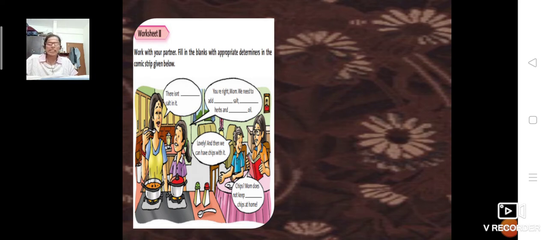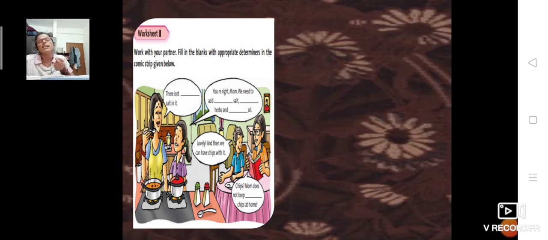Children, I have already explained the use of a lot of, few and all. Just fill in the blanks with the proper determiners. Work with your partner, fill in the blank with appropriate determiners in the comic strip given below. There isn't dash salt in it. Children, you can see the sentence is negative, right? And salt is an uncountable noun. So what can we use? There isn't any salt in it.